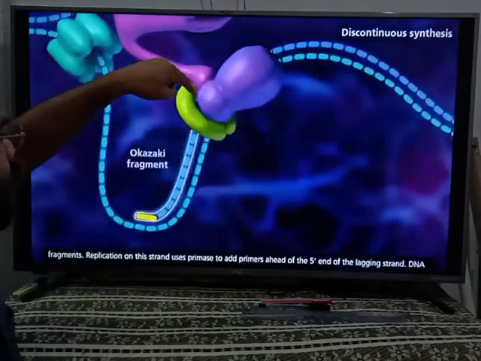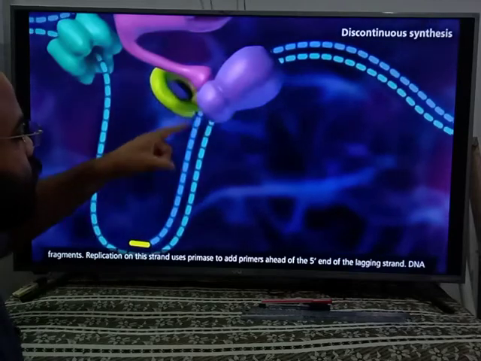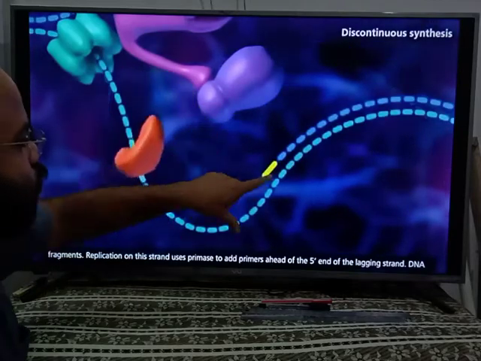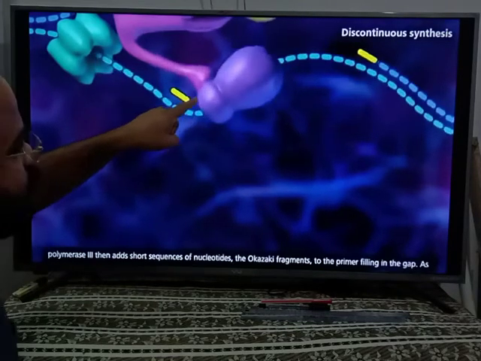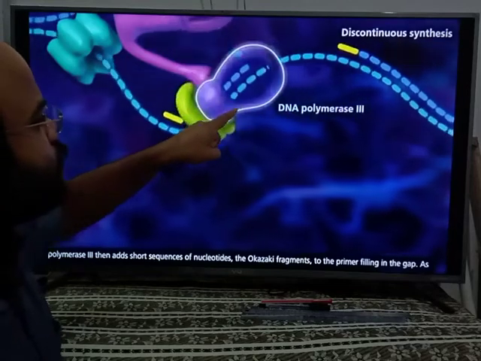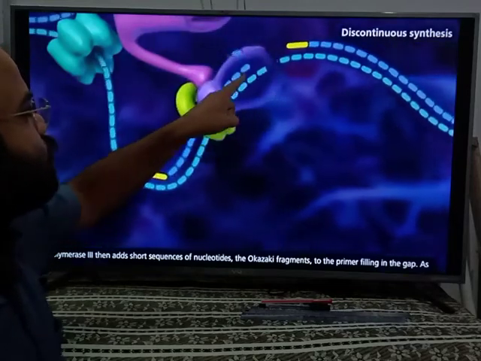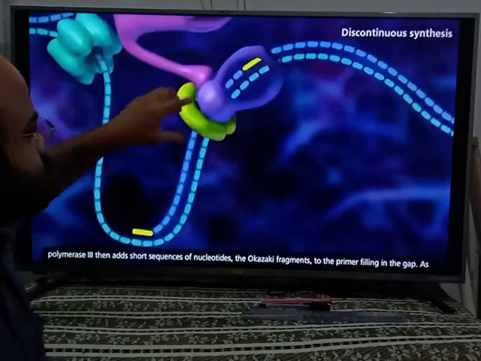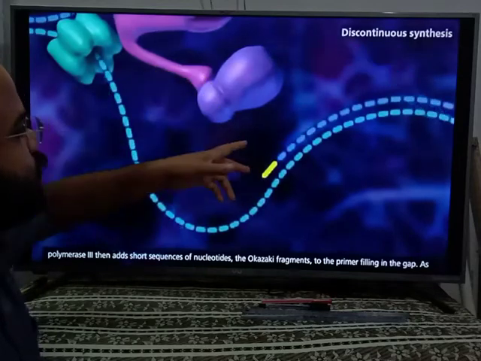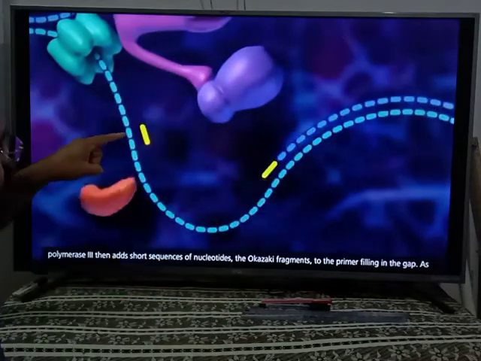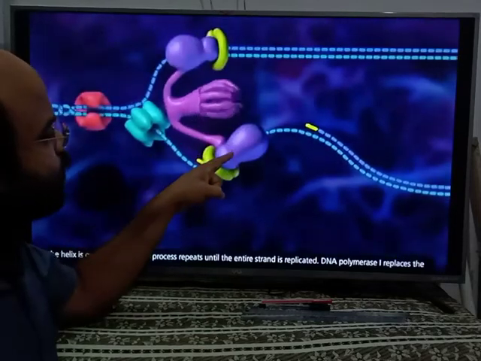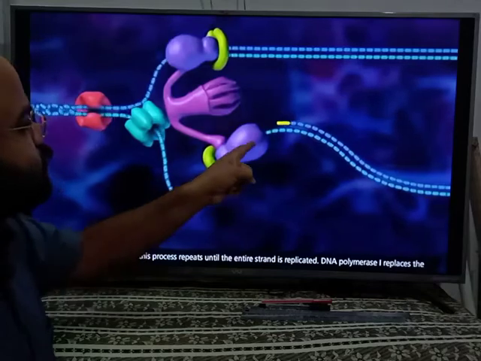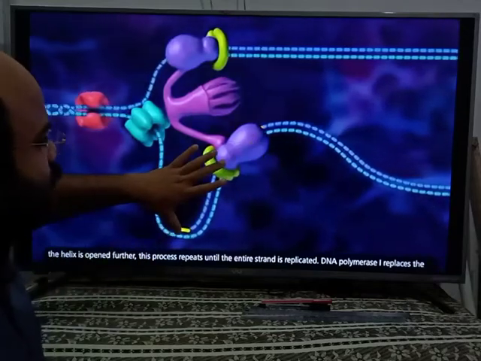Now behind the primer, the polynucleotide is added and one fragment is prepared. Now another primer comes. Okay, primase comes and forms the primer, and then again DNA polymerase 3 actually forms polymerization, adding nucleotides. So this is an Okazaki fragment, this is another Okazaki fragment. Like this another primer comes and polymerase 3 polymerizes the chain, and the Okazaki fragment forms again.